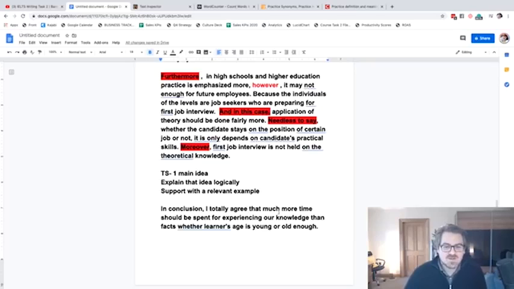In conclusion, I totally agree that much more time should be spent on for experiencing or knowledge than facts, whether learner's age is young or old. Experiencing or knowledge, this doesn't make any sense. So again, what this person is trying to do is use complicated, complex language because they think that's how you get the score that they need.